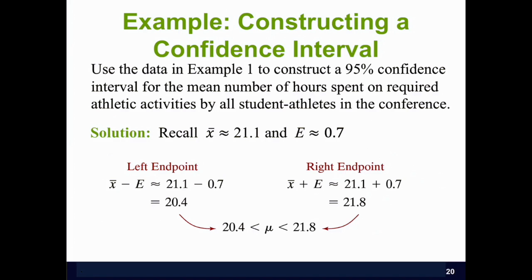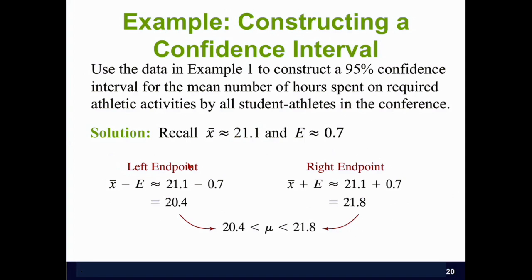Okay, so an example of constructing a confidence interval. Again, we're going to use data in example 1 to construct a 95% confidence interval for the mean number of hours spent on required athletic activities by the student athletes in the conference. Recall that the point estimate in that case was 21 hours and 6 minutes, or 21.1 hours, and the margin of error was 0.7 hours or 42 minutes.